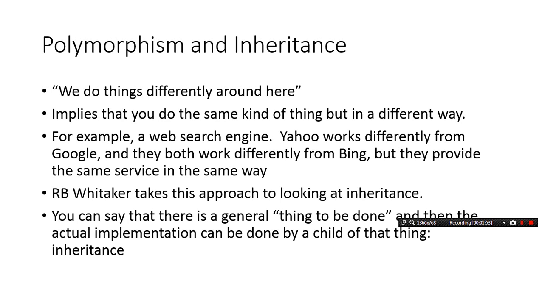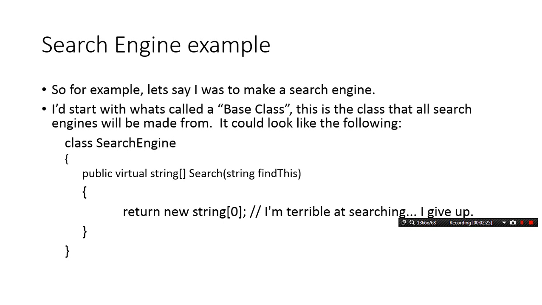So this is sort of what R.B. Whitaker is talking about when he discusses inheritance. So you can say that there's a general thing to be done, and that is searching. And then the actual implementation can be done by a child of that thing, and that's what we call inheritance. So keep in mind that the child is the thing that is actually implementing, doing all the work behind the scenes, and the parent is the one that is essentially saying these are the variable things that can be done. In C#, that's how the inheritance idea works.